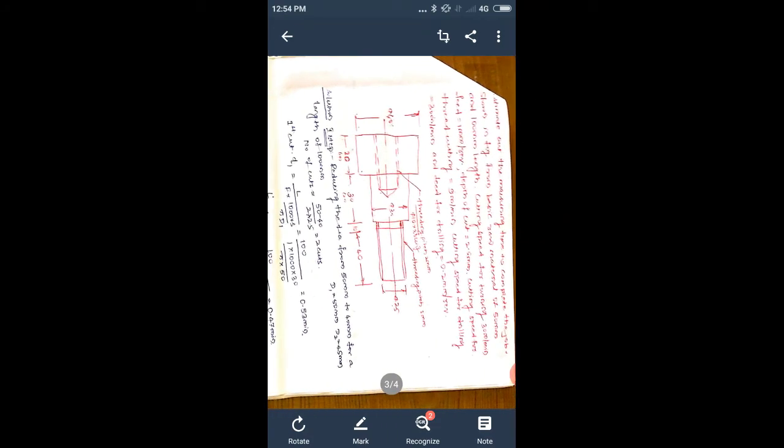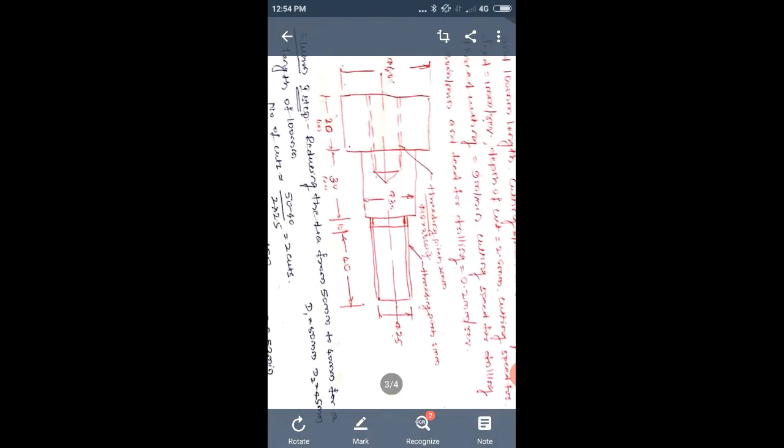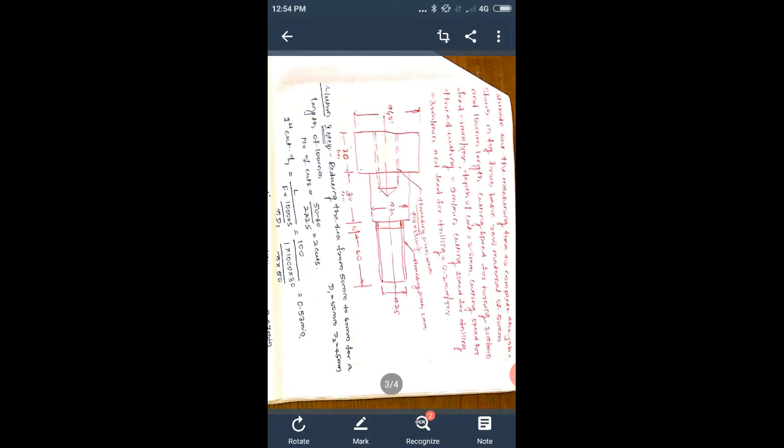Next, a very important problem on the lathe machine: estimate the machining time required to complete the job as shown in the figure. The basic raw material is 50 mm diameter and 100 mm length, cutting speed for turning is 300 meters per minute.